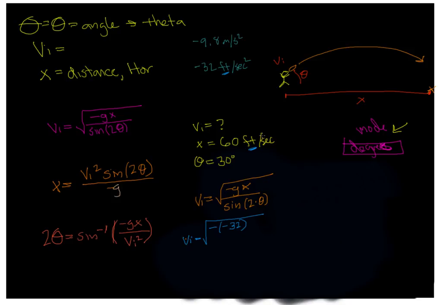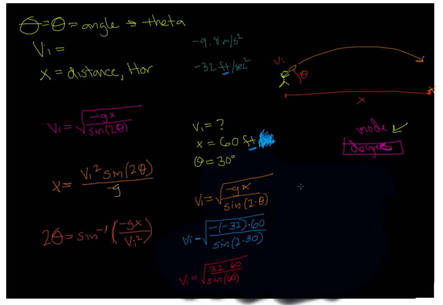Our x is, oh, shoot. Sorry. That's a bad unit. That is not feet per second. That's just feet. My fault. 60. And sine of 2 times 30. All right. Do some substitution and some solving. So negative 32 times a negative is 32 times 60. And this is sine of 2 times 30, again, which is 60.